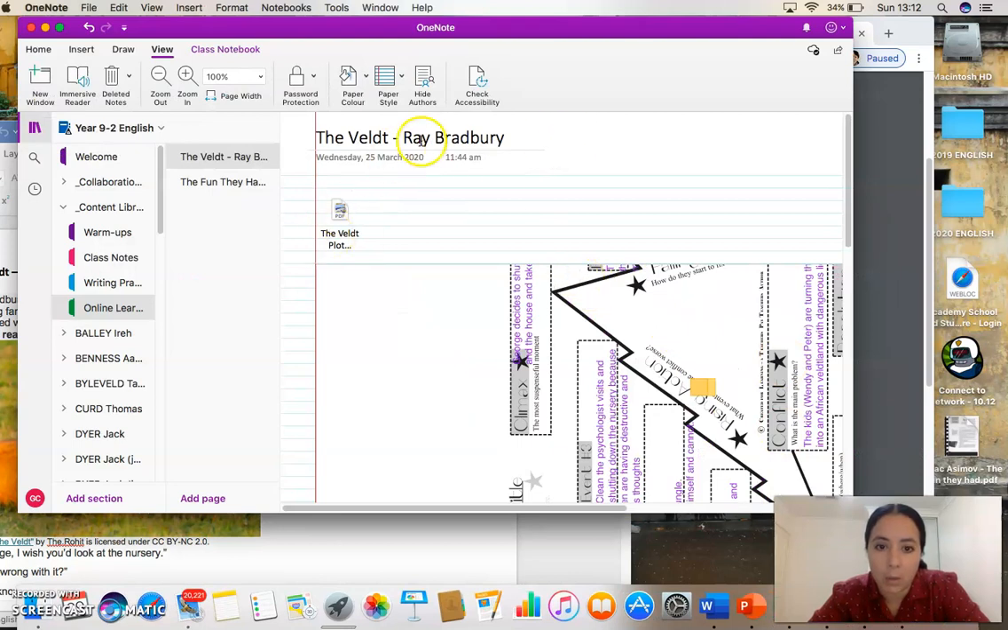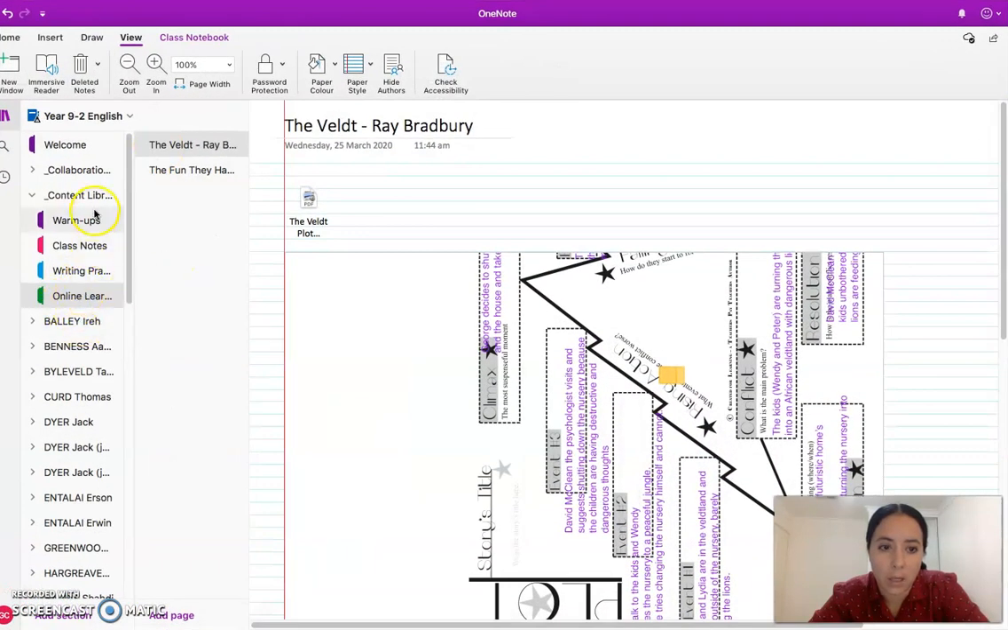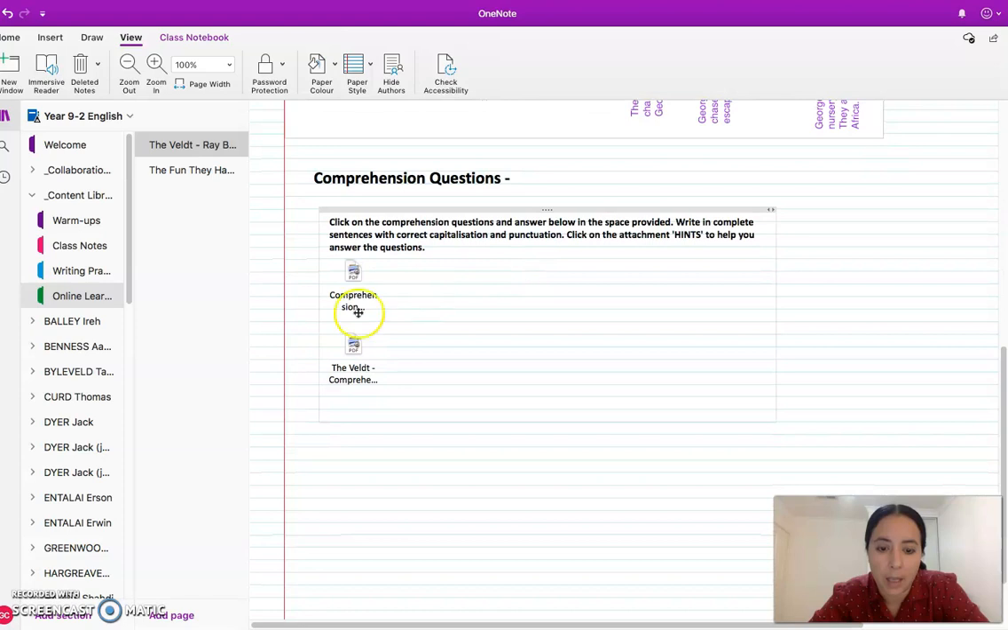When you open up OneNote, I have already shared with you on the tab Online Learning. And under Online Learning, I've shared with you the plot diagram and links to the questions as well.